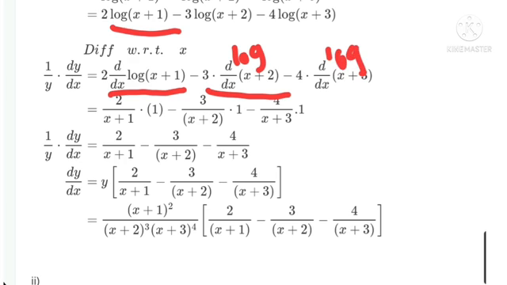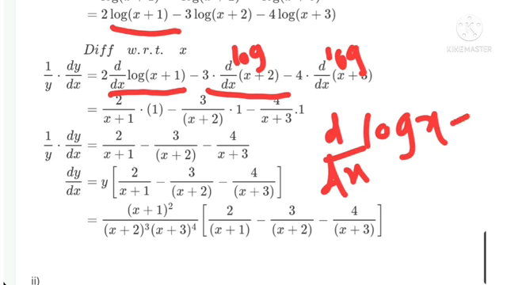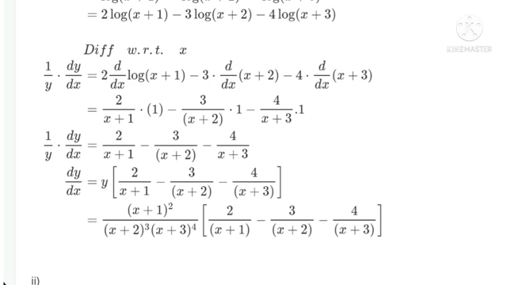So you know what is the derivative of log x? d/dx of log x is 1/x. So here you write 2 as it is, 1/(x + 1) into the derivative of (x + 1), which is 1, minus 3 into 1/(x + 2) into the derivative of (x + 2), which is 1, and 4 as it is, 1/(x + 3) into the derivative of (x + 3), which is 1. So our next step is (1/y) into dy/dx is equal to 2/(x + 1) minus 3/(x + 2) minus 4/(x + 3).